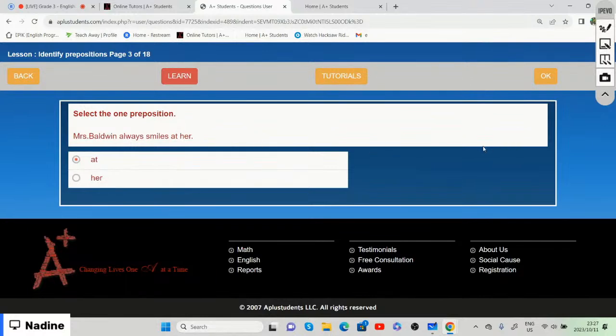Remember, we said a preposition comes before the noun or comes before the pronoun. So which means that we will say it is at.